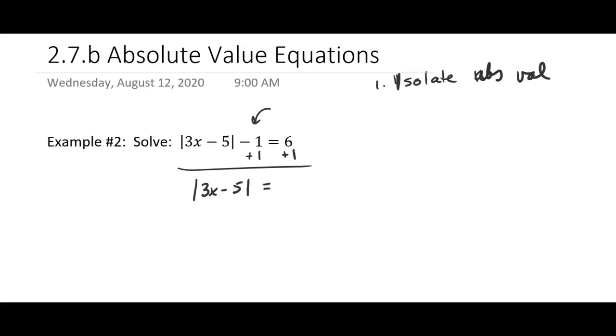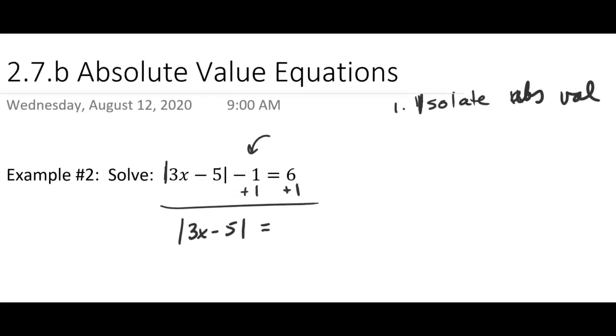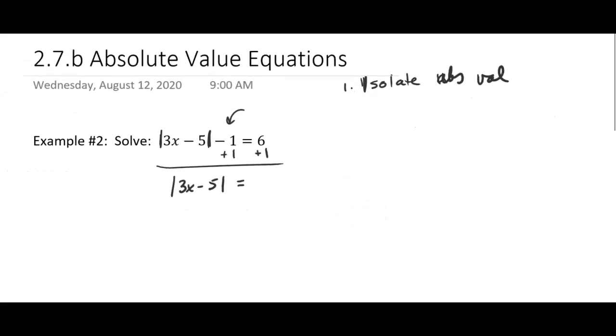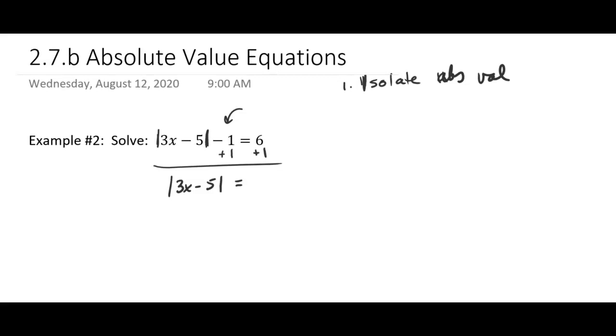The absolute value symbol is two straight lines, and this is the way it types with how I have it typed. I wish they were a little longer, but they're not. Sorry. Just make sure you know they're not ones. Okay, so the absolute value of 3x minus 5 equals 7.